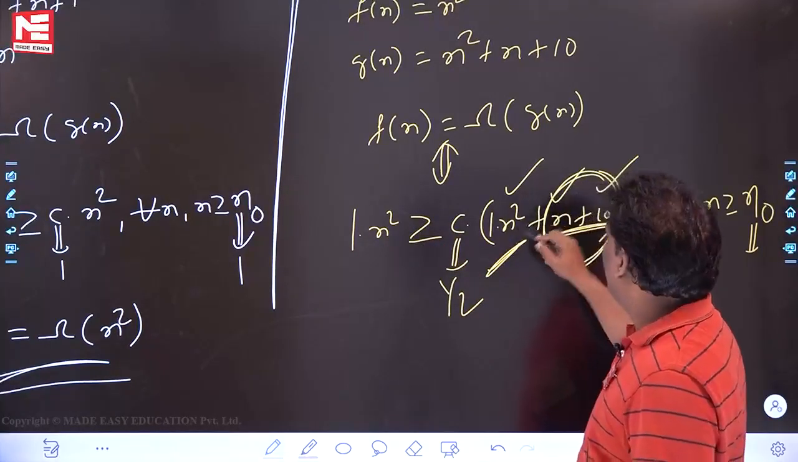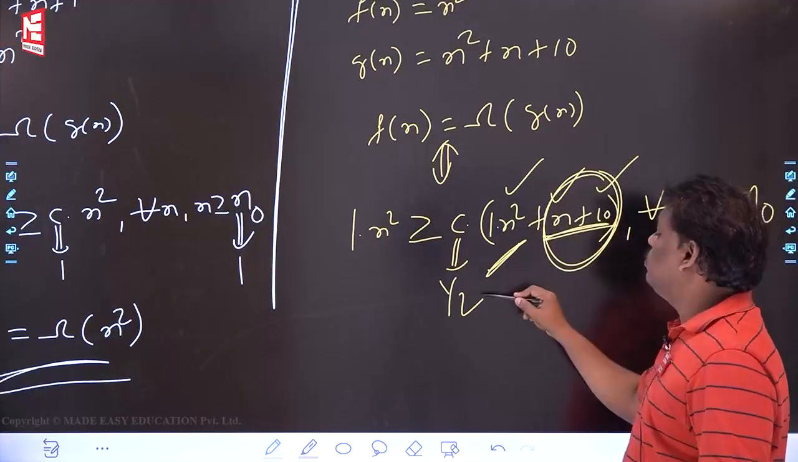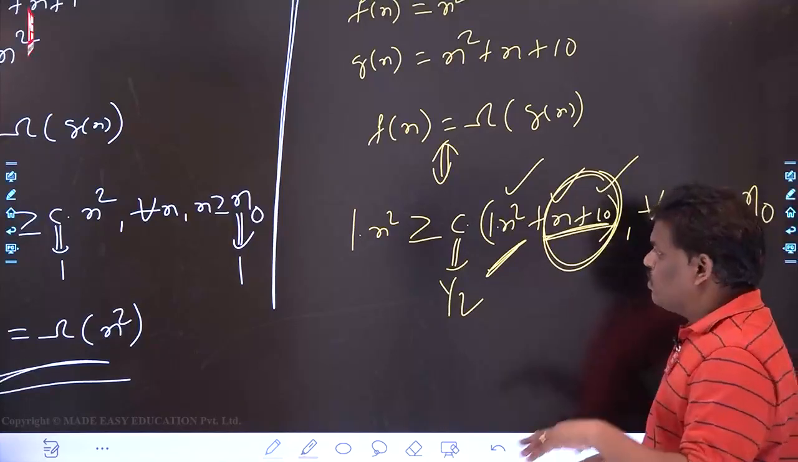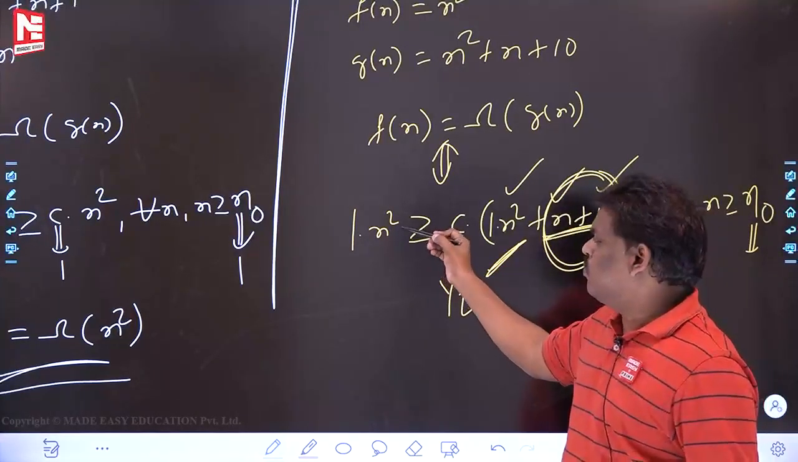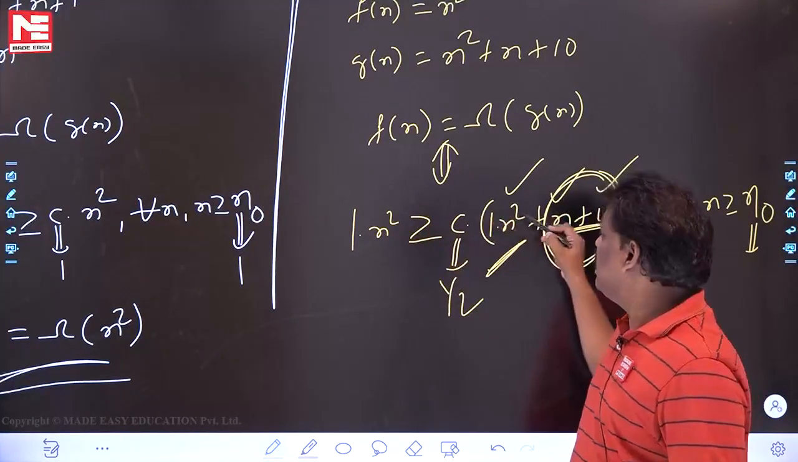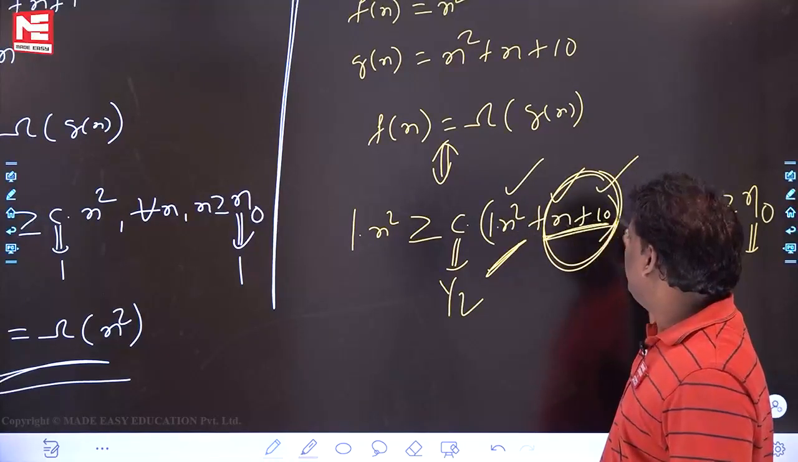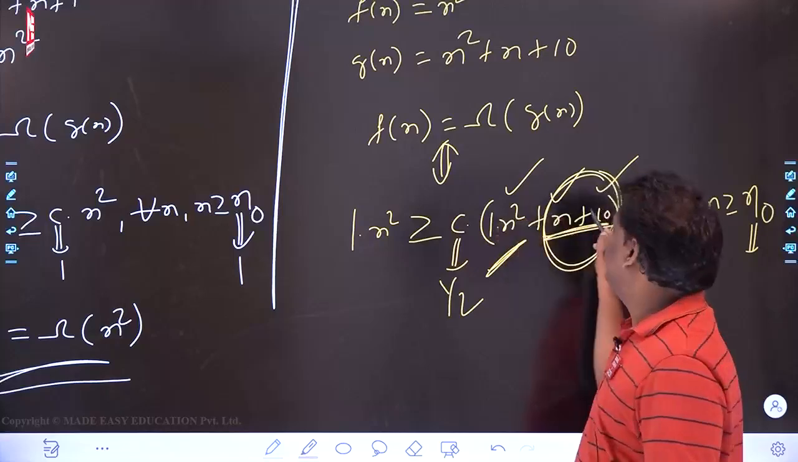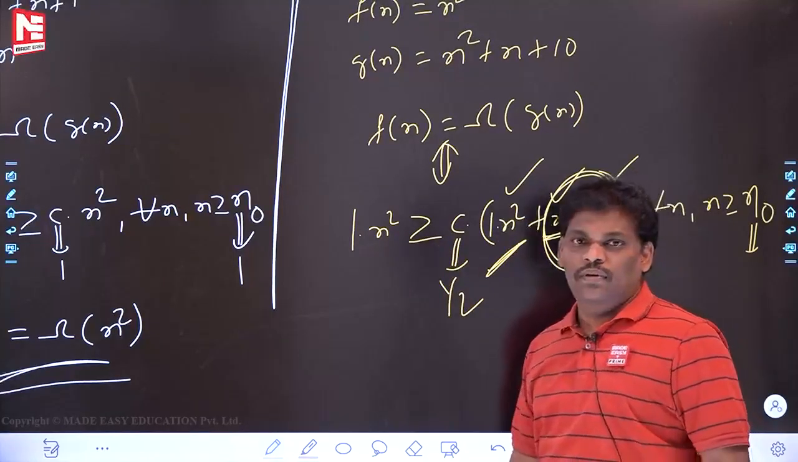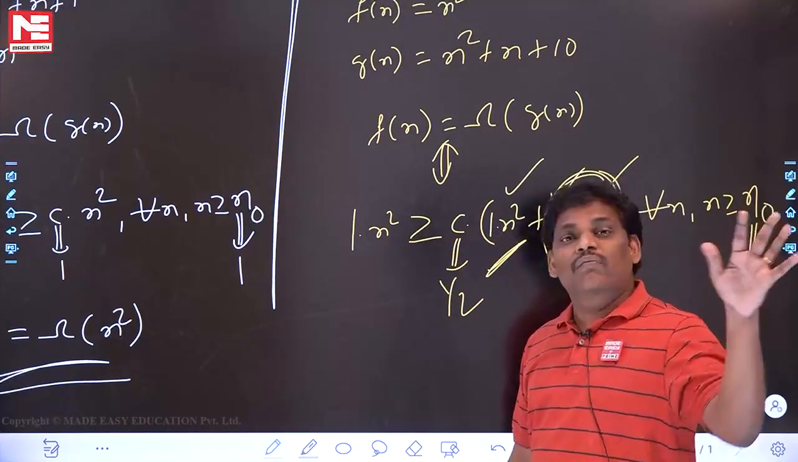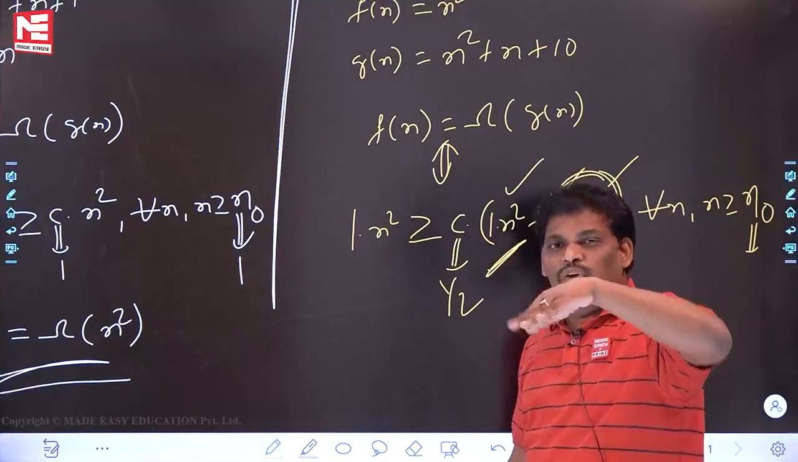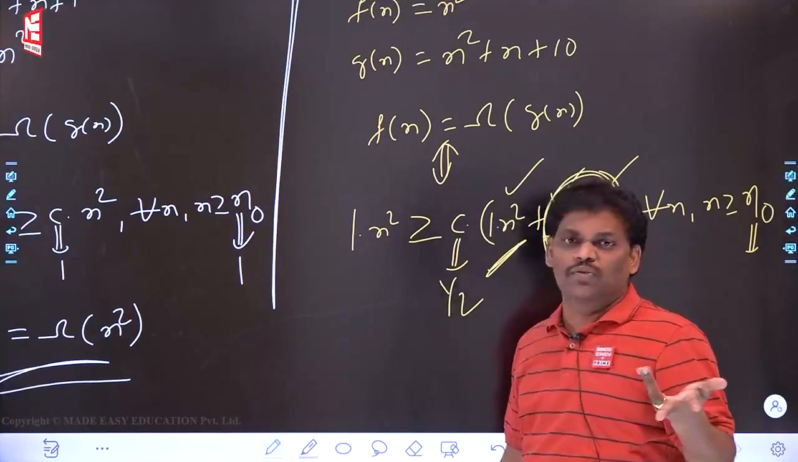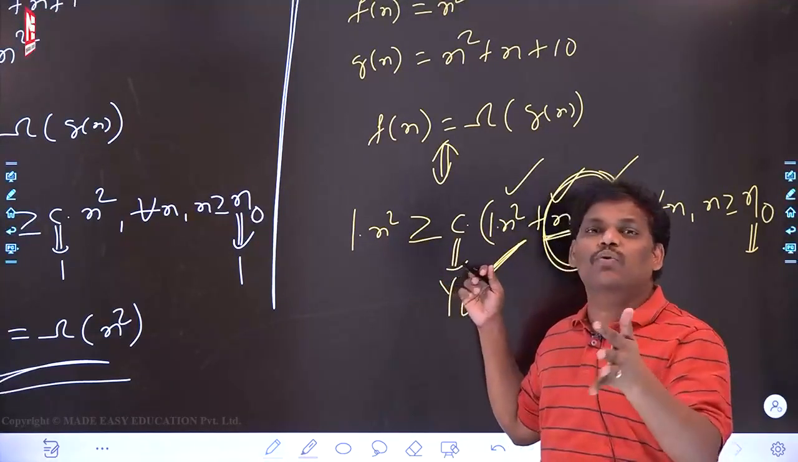But what about this one? 1 plus 1 plus 10, 12. 12 by 2, 6. Fail. Let me ask you, what about 4? It is the 4 square, 16. But here, 16 plus 4, 20 plus 10, 30. 30 by 2, 15. It is 16 versus 15, I think pass. 4 is working. 1 fails. That is the reason we go directly to 4. If you want, you can check manually 1 by 1 also. I think from 4 onwards, it is growing.